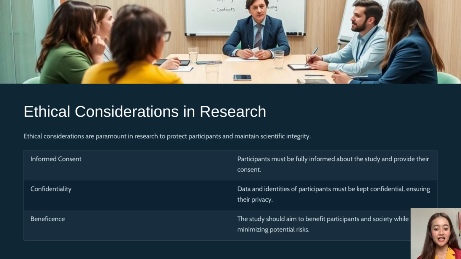So the last slide is ethical considerations in research. Ethical considerations are paramount in research to protect participants and maintain scientific integrity. So number one is informed consent. Participants must be fully informed about the study and provide their consent. Number two is confidentiality. Data and identities of participants must be kept confidential, ensuring their privacy. So the last one is beneficence. The study should aim to benefit participants and society while minimizing potential risks.